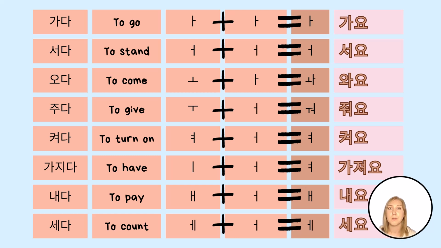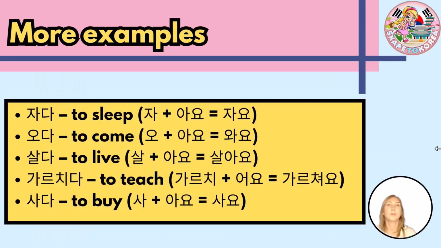And then you just need to remember that if there is no final consonant in the verb stem, then the vowels need to be combined. And this is what you need to be memorizing or remembering when you want to do your conjugations. All right, so let's have a look at some more examples.